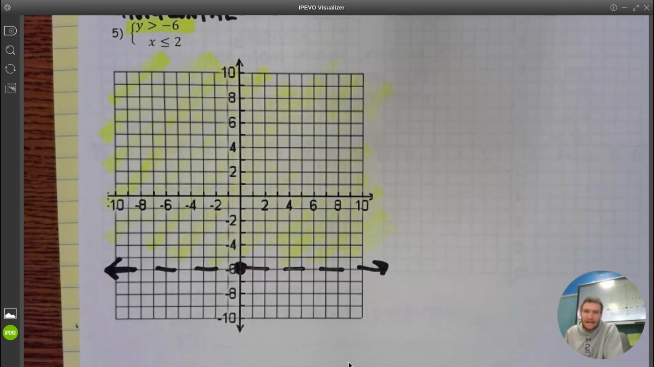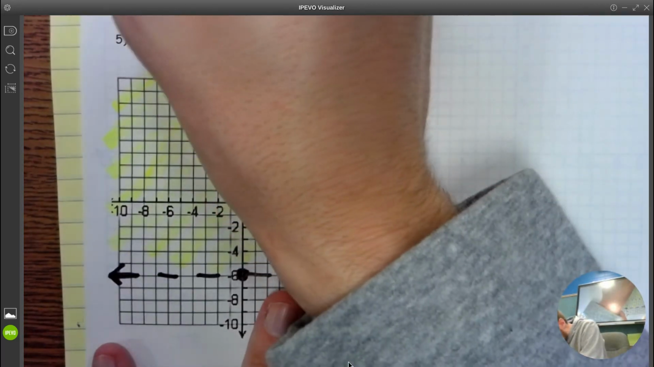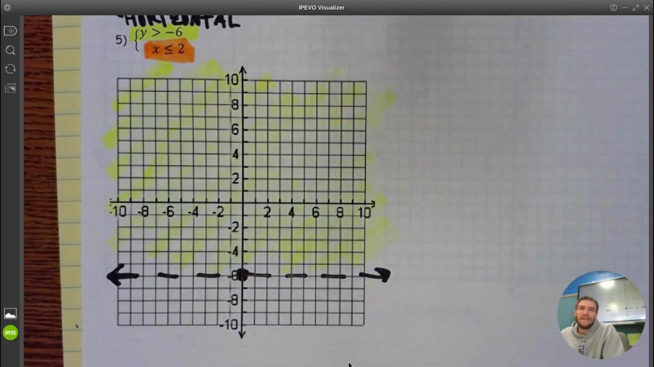And then we have this last one, okay? X greater than, or actually that's a less than. X less than or equal to 2.